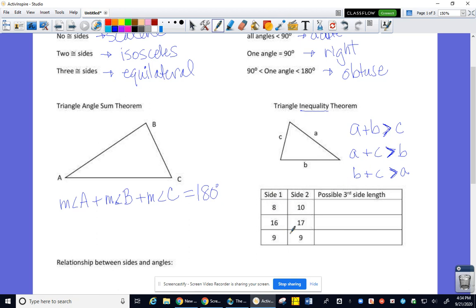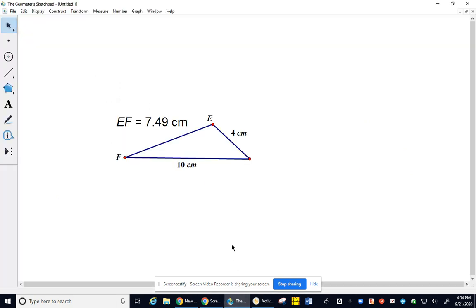So here I'm giving you two possible sides. Let's watch this movement real quick here. So I have myself a triangle, and this side is 4 units long, and this side is 10 units. Like we had a second ago, we know what side 1 is, and we know what the second side is. So we're asked for the third side. What's the range of the third side? That we don't know. So side 1 is 4 and side 2 is 10.